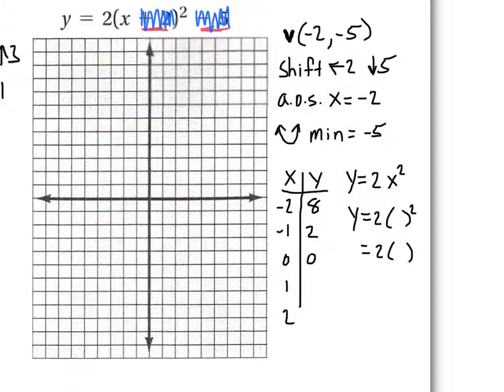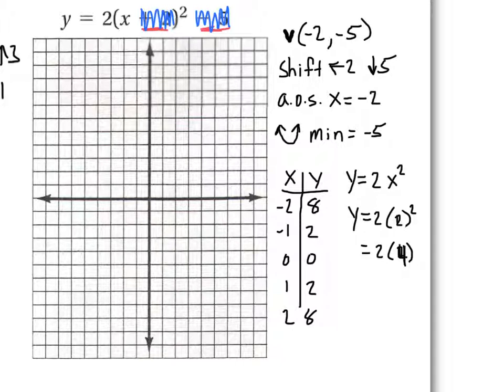Let's just verify that it happens. If I plug in 1, 1 squared is 1, 2 times 1 is 2, like we thought it should be. It has to be symmetrical. If I plug in 2, 2 squared is 4, and 2 times 4 is 8. So yes, it is symmetrical. It does give me those numbers back again.